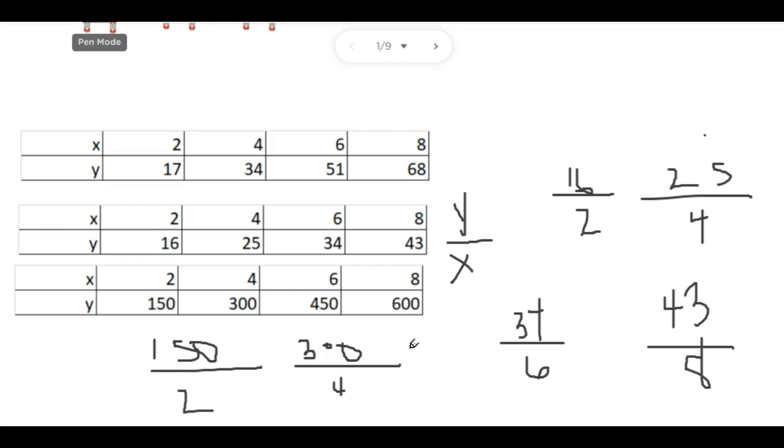All right. So that's the first part of this lesson, determining if the table is proportional or not. Let's go ahead and check out the next video, determining the slope.